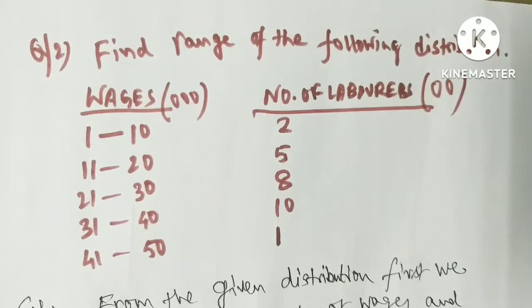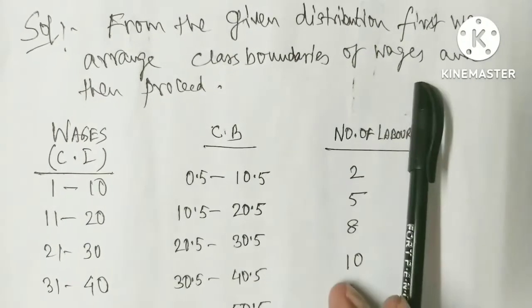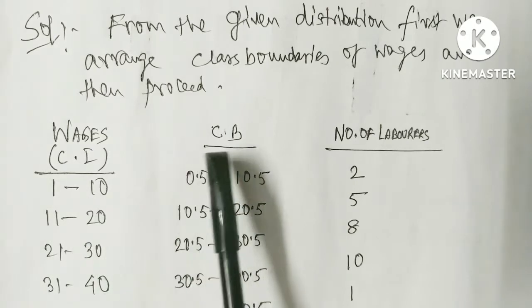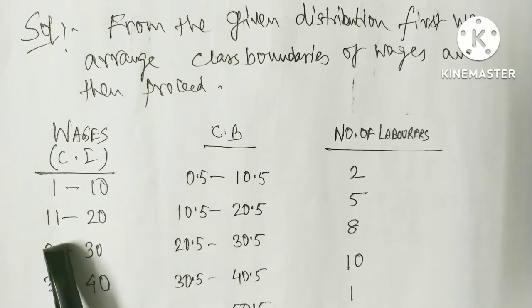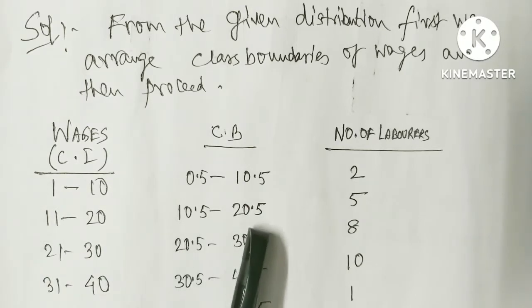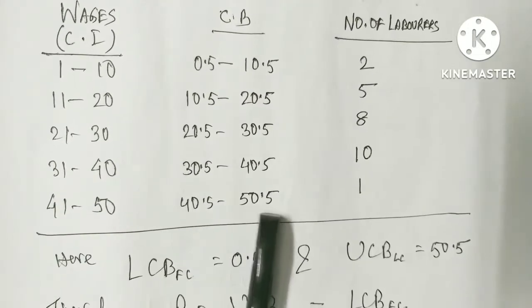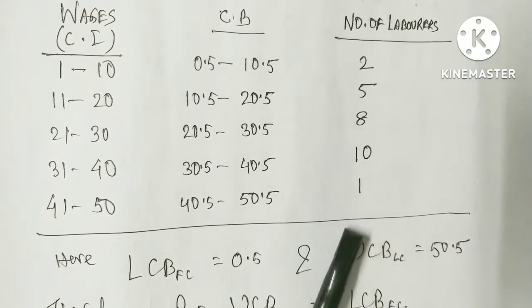From the given distribution, first we arrange class boundaries of wages and then proceed. Wages 1 to 10, its class boundary will be 0.5 to 10.5. And wages 11 to 20, class boundary will be 10.5 to 20.5. In this way, we get the last class boundary 40.5 to 50.5. And the laborers are 2, 5, 8, 10, 1.